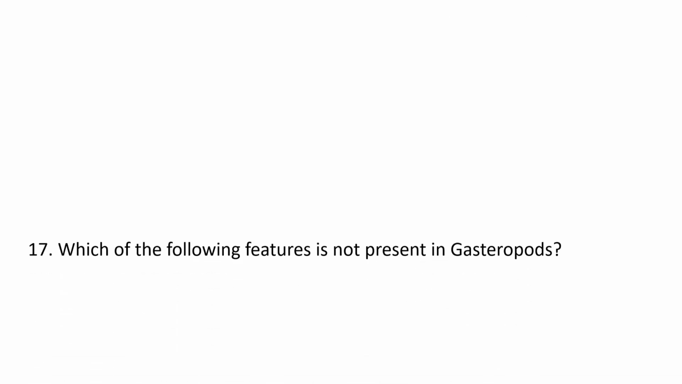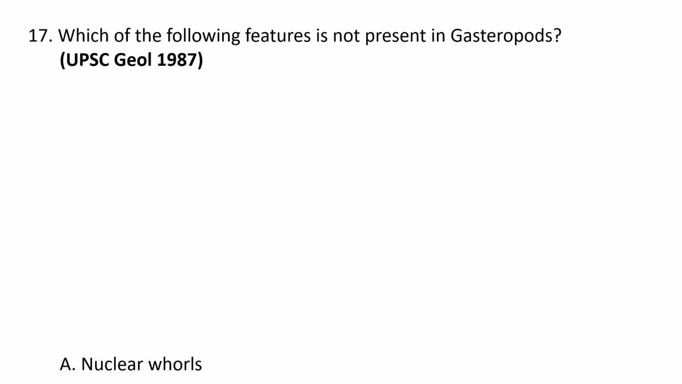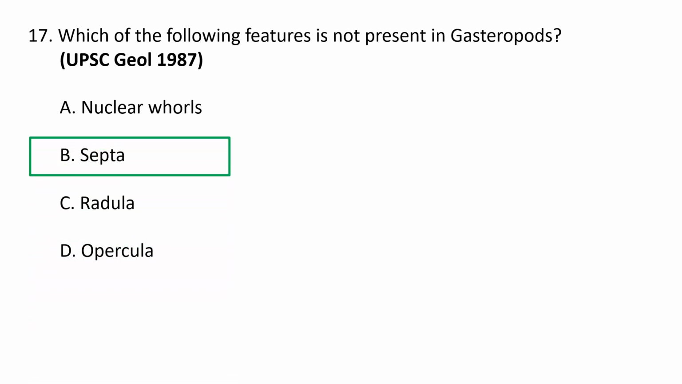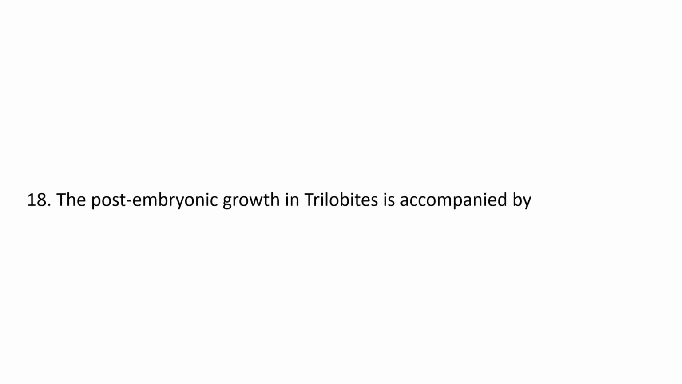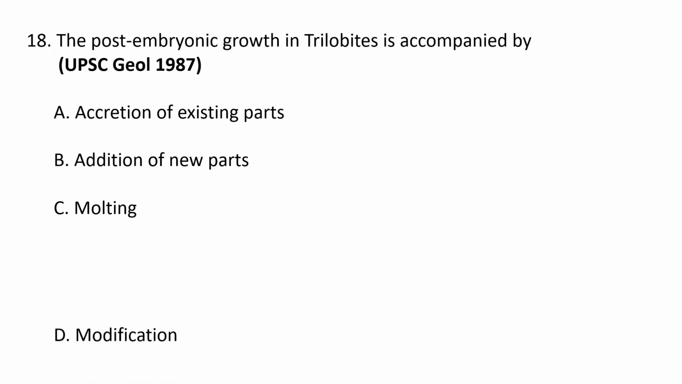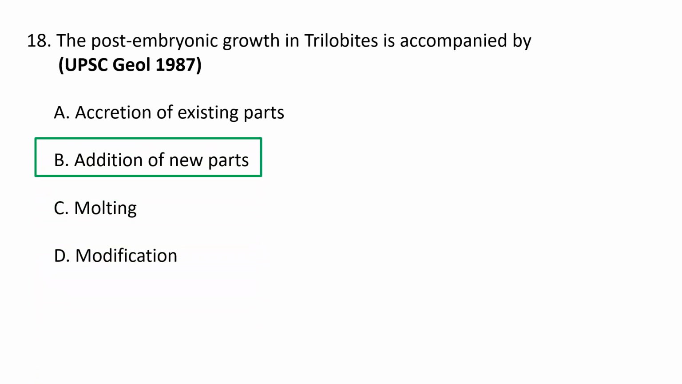Next question. Which of the following features is not present in gastropods? A. Nuclear orals, B. Septa, C. Radula, and D. Opercula. So septa is not present in gastropods, whereas you can see the radula and opercula are present. So that's why B, septa, is the correct answer. Next question. The post-embryonic growth in trilobites is accompanied by A. Accretion of existing parts, B. Addition of new parts, C. Molting, D. Modification. The post-embryonic growth in trilobites is accompanied by addition of the new parts.